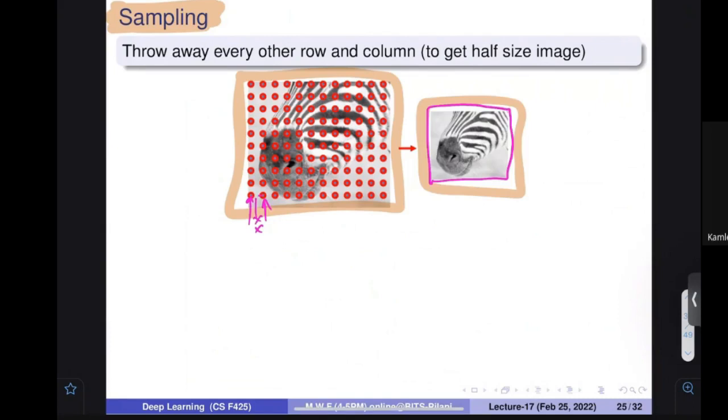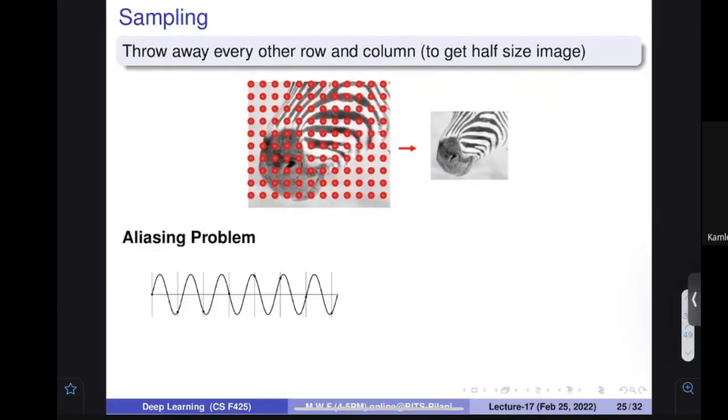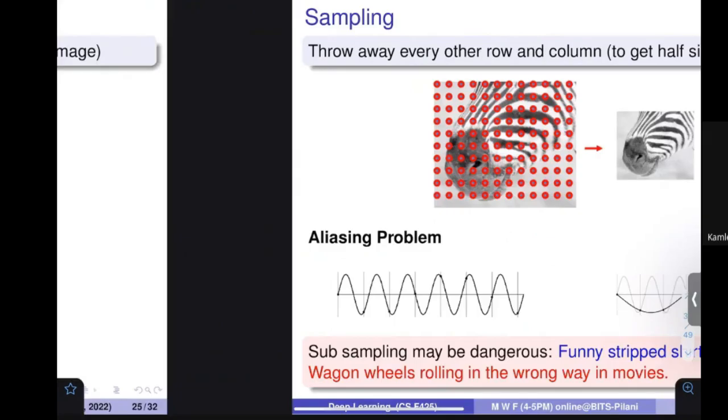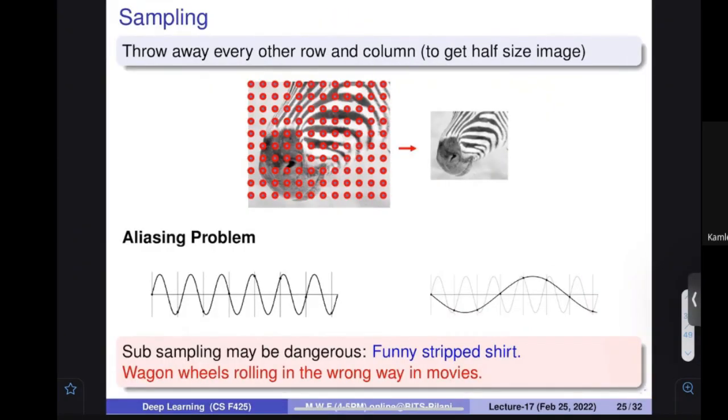Yes or no? Once again, my question is this: if you have a big image and you want to create a smaller image out of that, can you do this? Yes or no? Yes, you can do it. It's a good thing. However, there are some problems, and this problem is called the aliasing problem.